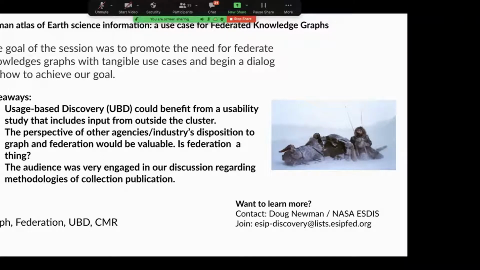Okay, so the goal of the session was to establish some use cases that may need a new approach to knowledge graphs, i.e. federating them, having lots of different islands of knowledge graphs and being able to navigate between those islands. So a number of people gave you some use cases.